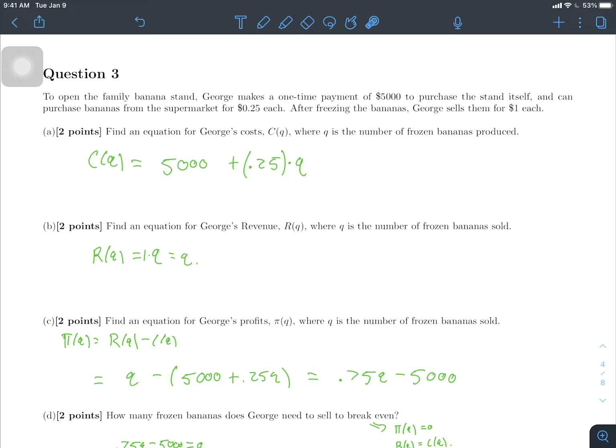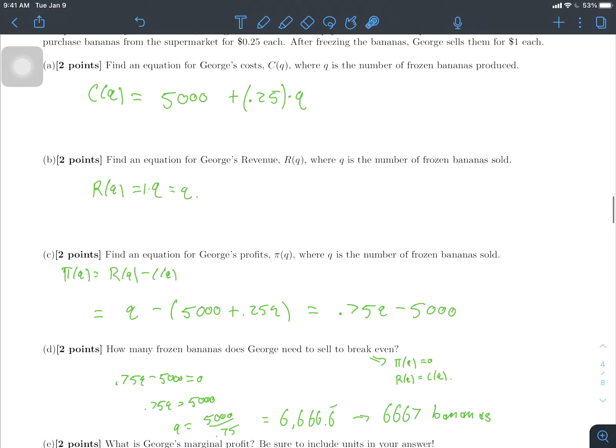Okay, so George has a banana stand which costs him $5,000 to purchase, so that's his one-time payment of $5,000, and then he buys bananas at the grocery store for 25 cents each and freezes them and sells them for $1. So if we want to find the equation for George's costs, we just have the one-time payment $5,000. The reason I don't put a Q here is because he's not paying $5,000 for every banana. He's just paying $5,000 once to get the stand, and then he's paying 25 cents per banana thereafter. So that's the cost function.